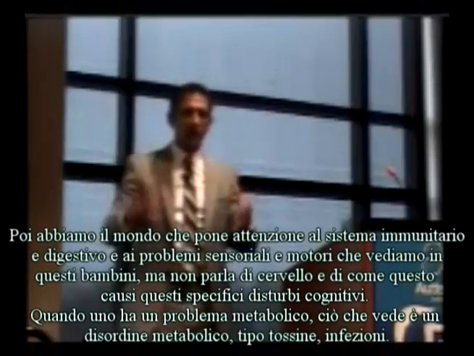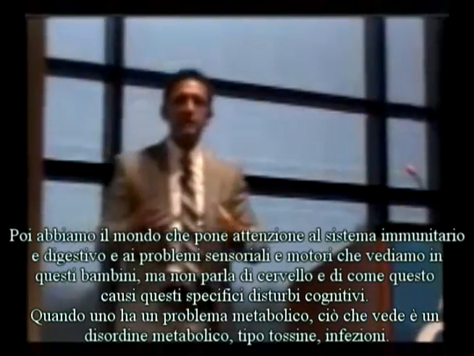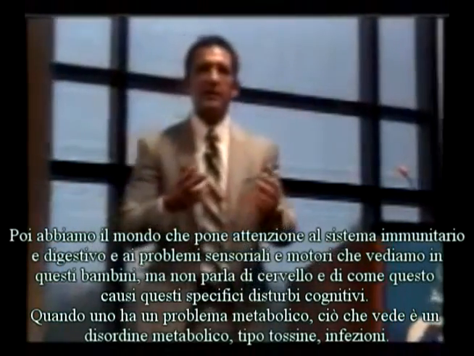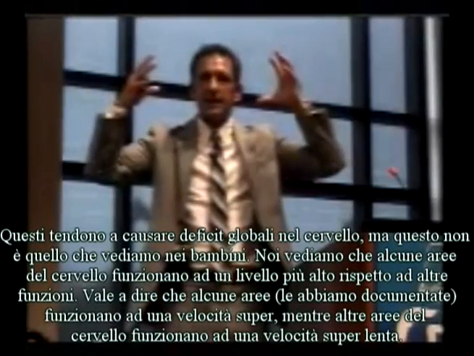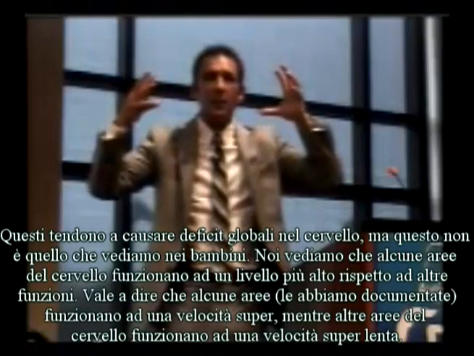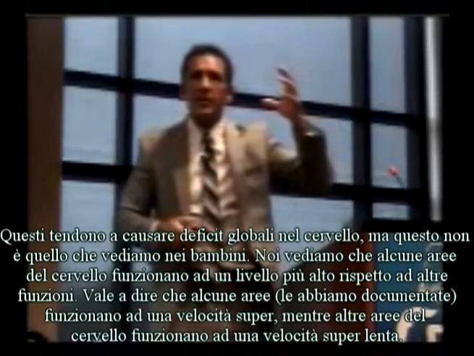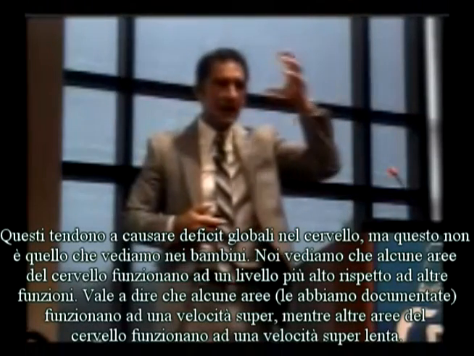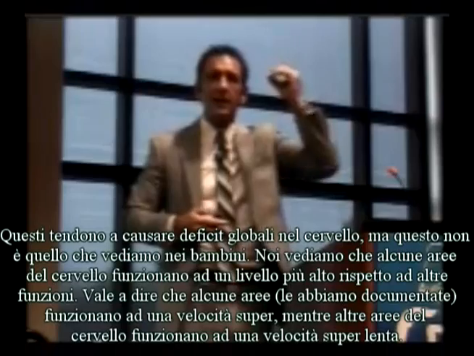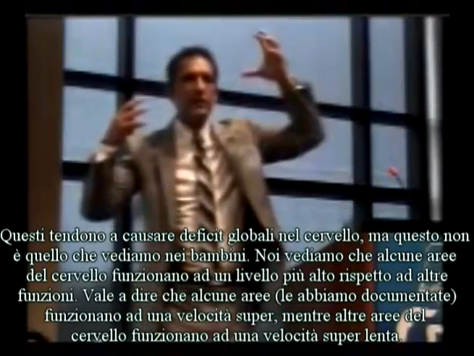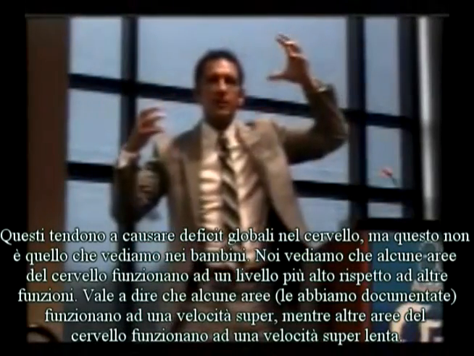When you have metabolic problems, mostly what you see is metabolic disorders like toxins or infections. They tend to cause global deficits in the brain. But that's not what we see with these children. What we see is that certain areas of their brain are functioning at a higher than normal level, meaning some areas of their brain, we've documented, are functioning at super speeds, while other areas of their brain are functioning at super slow speeds.